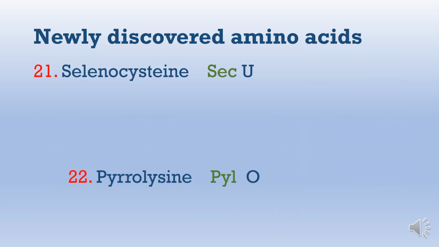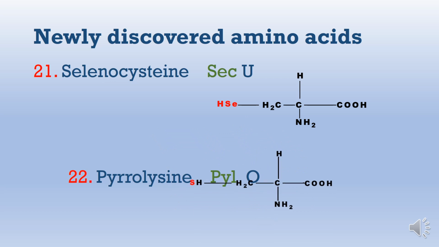In the beginning of this video, it was said that there are 22 alpha amino acids in the genetic code. Here are the two newly discovered amino acids. The 21st amino acid is selenocysteine with three-letter code SEC and one-letter code U, where selenium is present. And then the 22nd amino acid, pyrrolysine, with three-letter code PYL and one-letter code O. Sulfur is present.